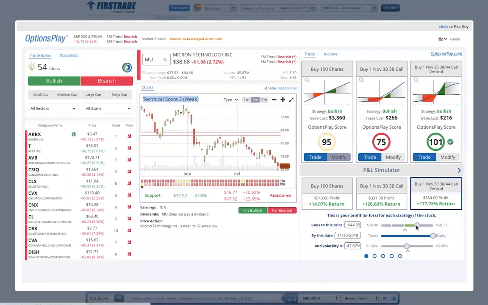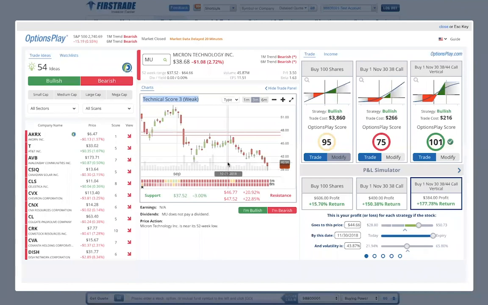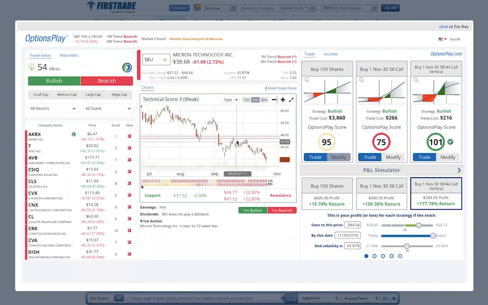Using the P&L simulator, play around with what your expected target price on the stock is. So let's say I want to go contrarian, and I think Micron's actually going to go back higher. I think technology is going to bounce higher. I think it's going to go back up to 47. So what happens if this stock goes up to 47? What do I do? So here, actually, as you can see, if I bought the stock, a 21% return. If I bought the call, a 238% return. If I bought this debit spread, only 177% return.